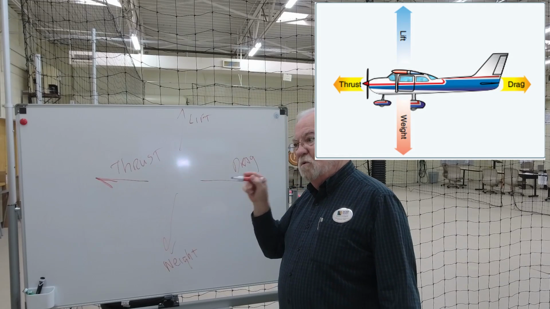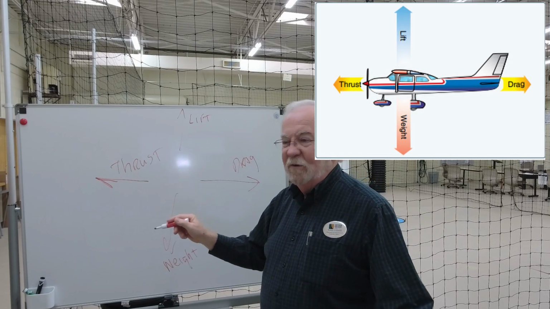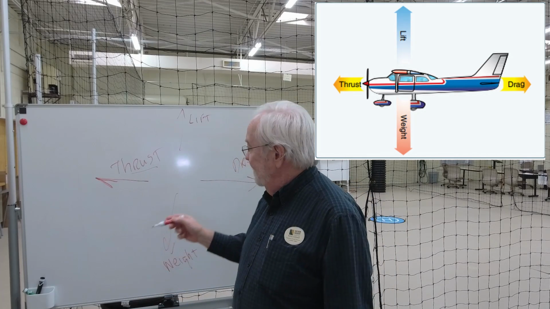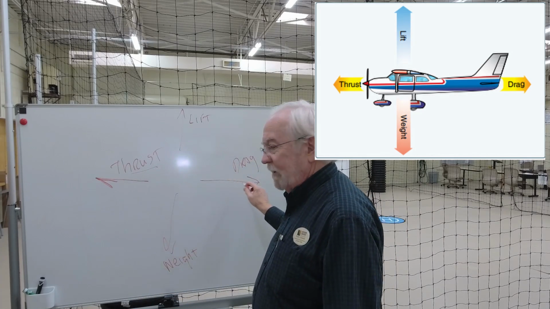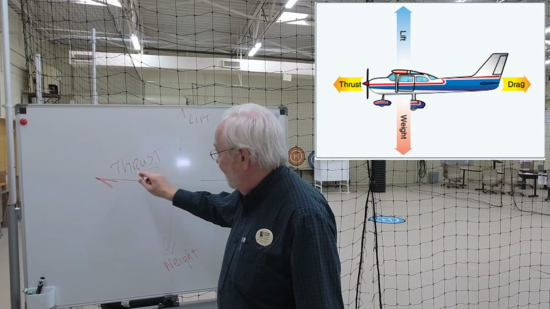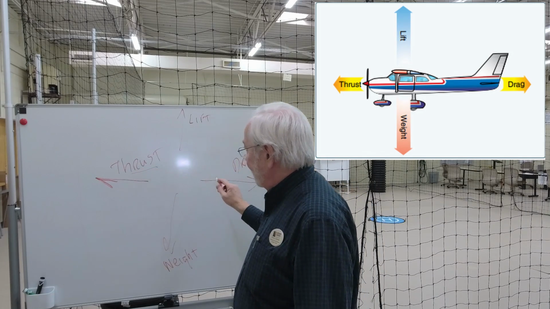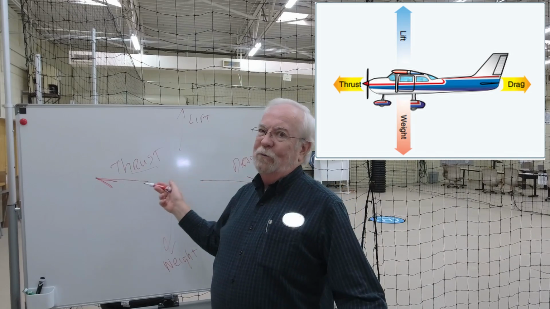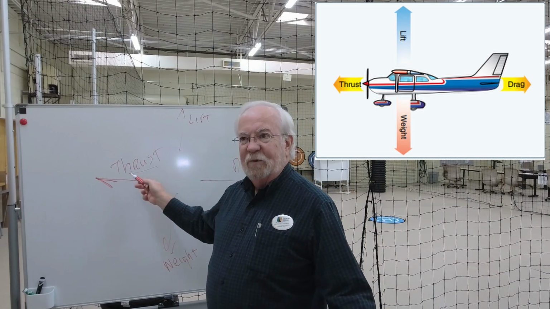If you want to move in a direction, whatever direction you're going into, you're going to have to apply more thrust. When you apply more thrust, there'll be a little more drag, but you just have to have an unequal amount of thrust to drag. If you want to slow down, then drag becomes greater. You don't control drag, but you take less thrust to slow down.